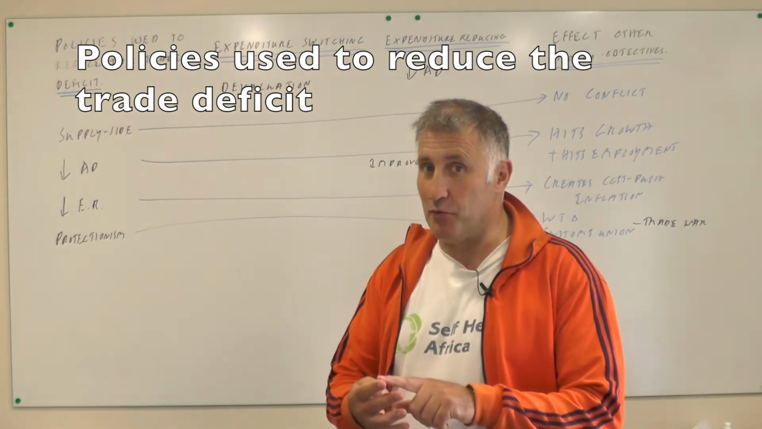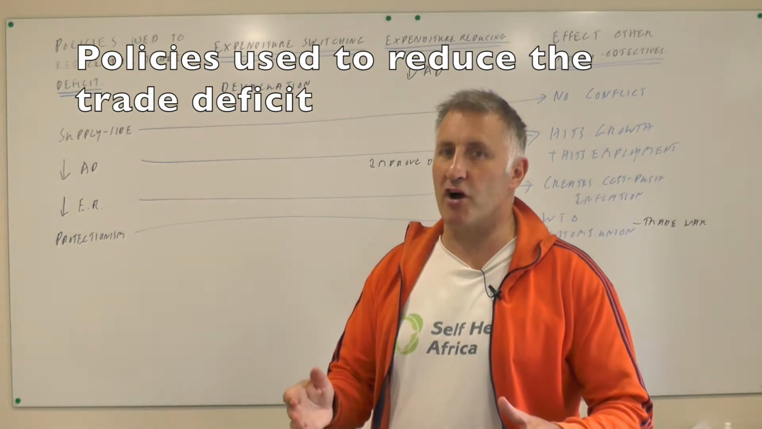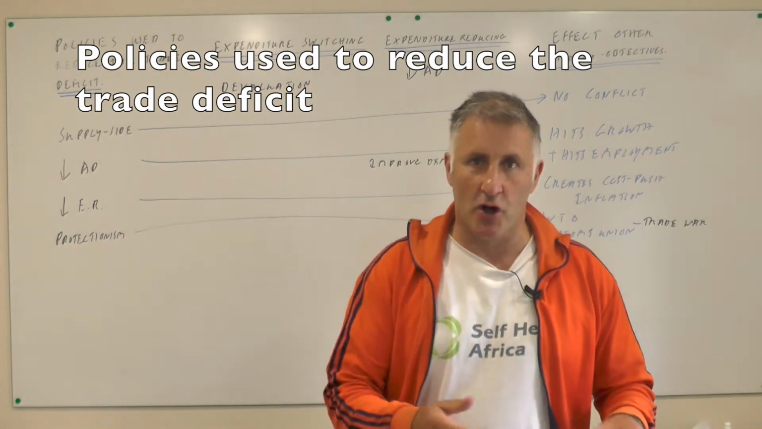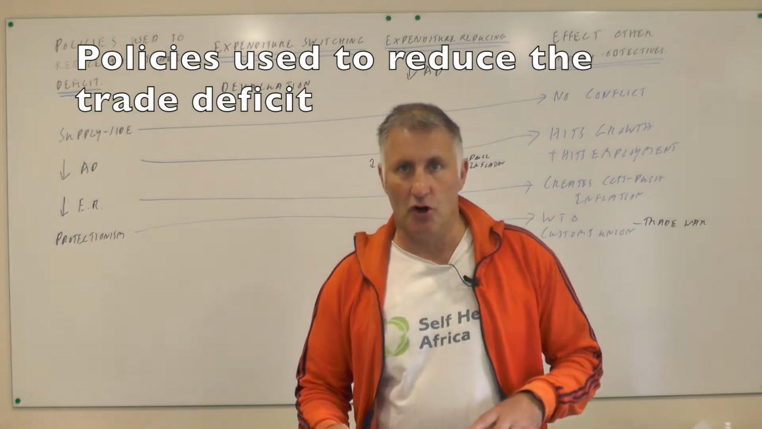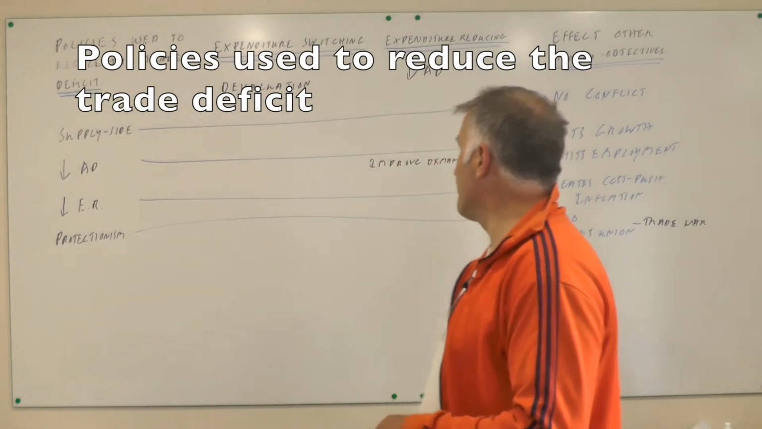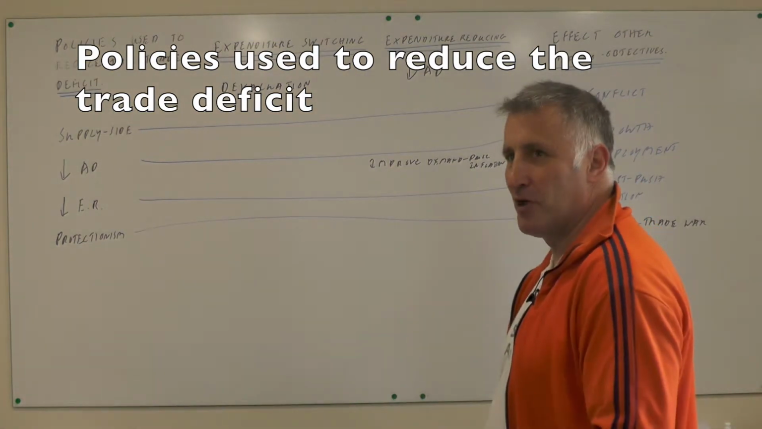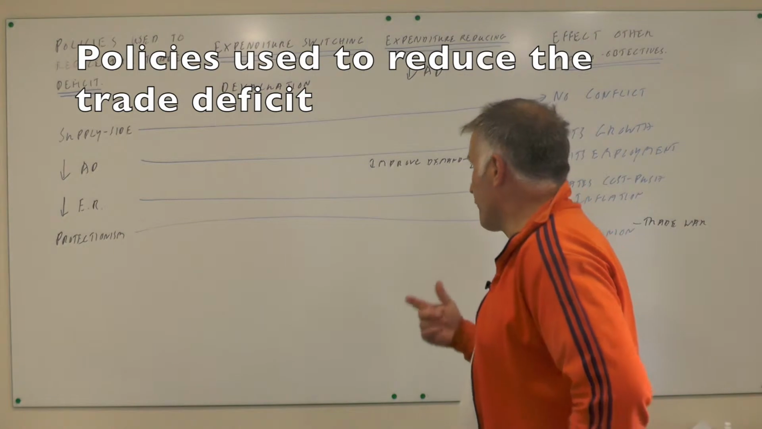And finally, we can use protectionism, but we really can't use that right now because we've got to abide by the rules of the World Trade Organization. We also have to abide by the rules of the Customs Union. So I've used a whole lot of board here for not a lot of information.